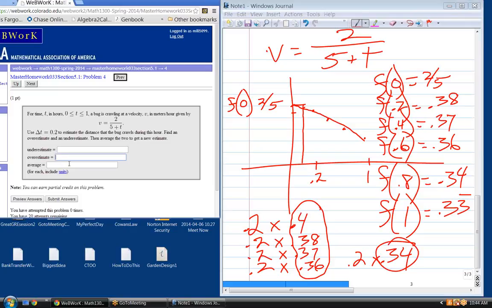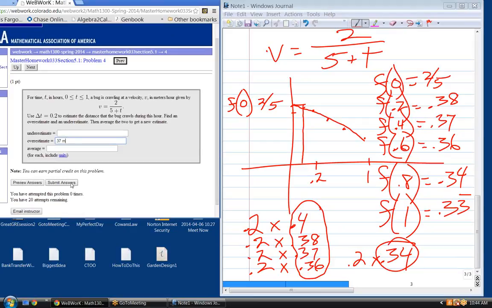What was it? 0.37. Do they want it to 2 decimals? Yeah, I think. Should we check that? For each include units. Boy, they just like to mix it up, don't they? So meters an hour, so M. Is M okay? Yeah. Should we check that before we go further? Yeah. I can go backwards, right, to do the underestimate? Uh-huh.